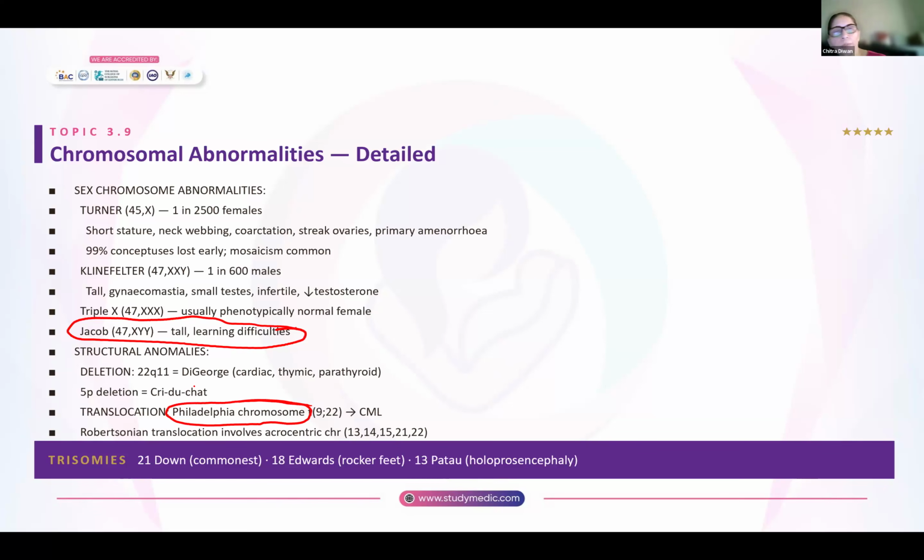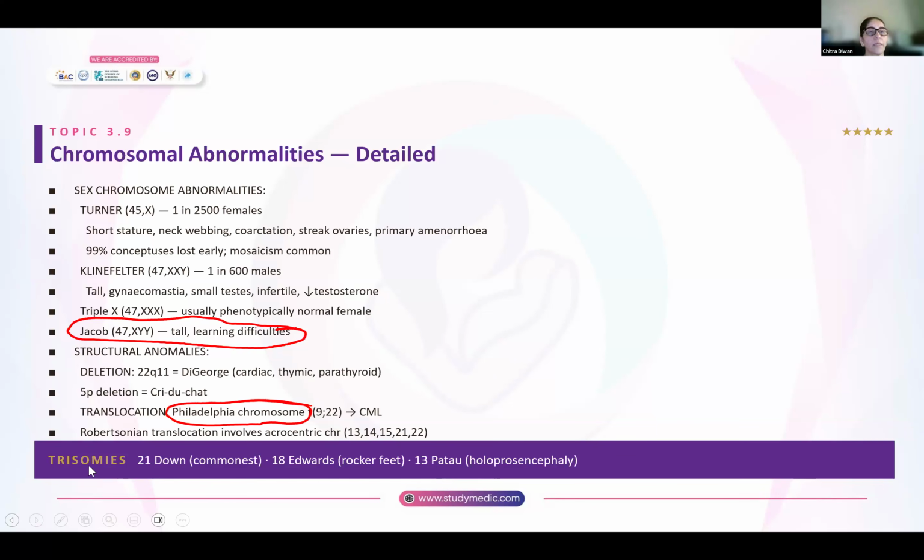And the thing to remember about Robertsonian translocation is that it involves acrocentric chromosomes. So 13, 14, 15, 21, and 22. So the parents, those who have this translocation, especially if it is a balanced translocation, the parents are normal. But if they pass it on to the offspring, that is the time when you can get Down syndrome. Most commonly, it is Down. Very rarely, you will get trisomy 13 or Patau.